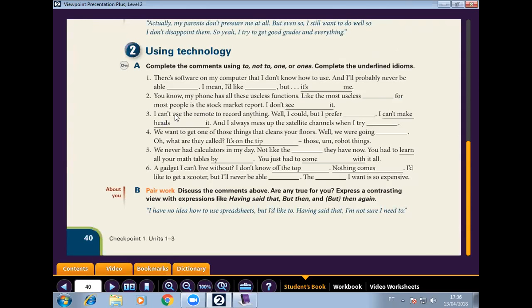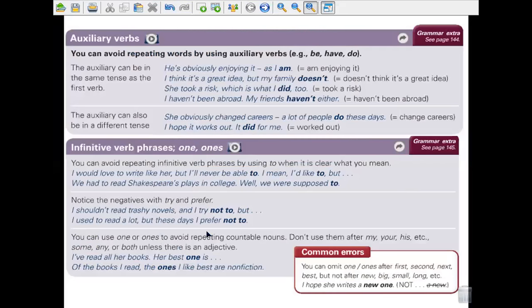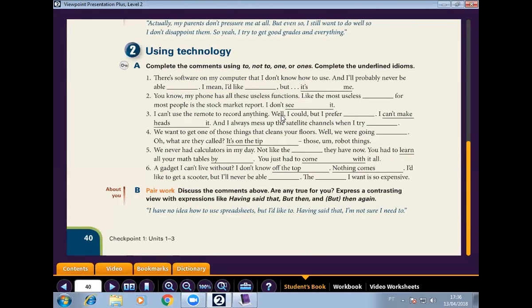Third, I can't use the remote to record anything. Well, I could, but I prefer not to. Remember, negative sentences with prefer: I prefer not to. So it's the same thing. I could gives a negative meaning now. But I prefer not to. I can't make heads or tails of it. I don't know if you remember this expression, but it's I can't make heads or tails of it. And I always mess up the satellite channels when I try to do something.